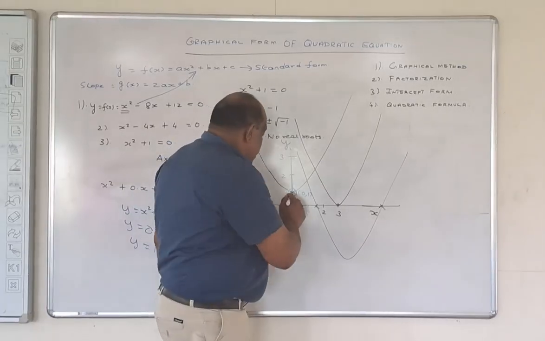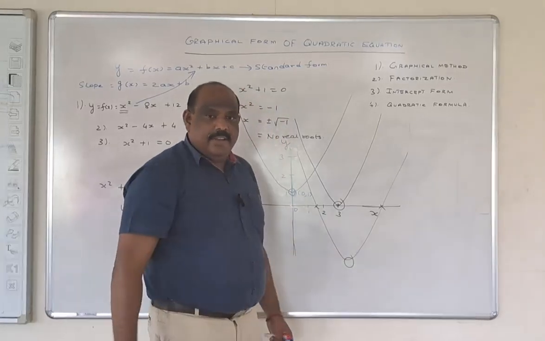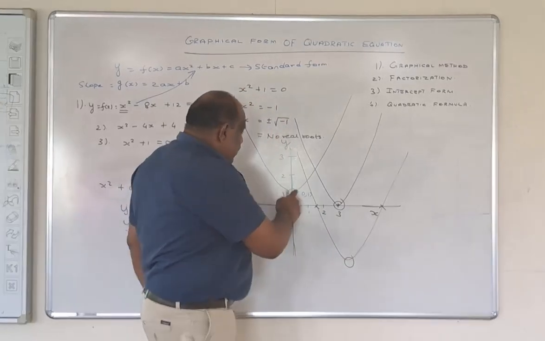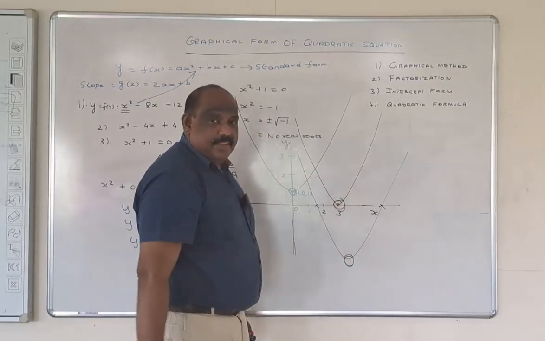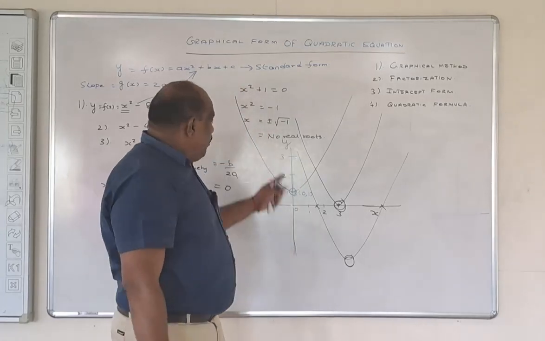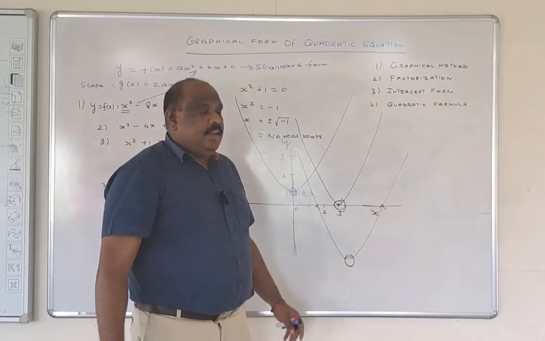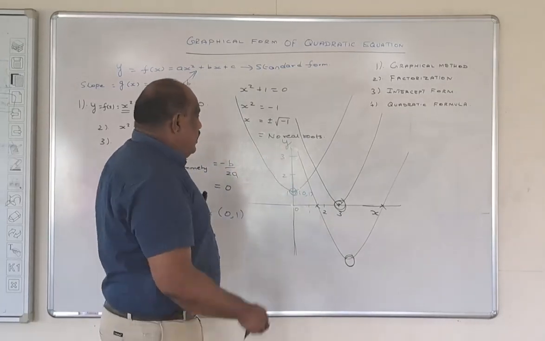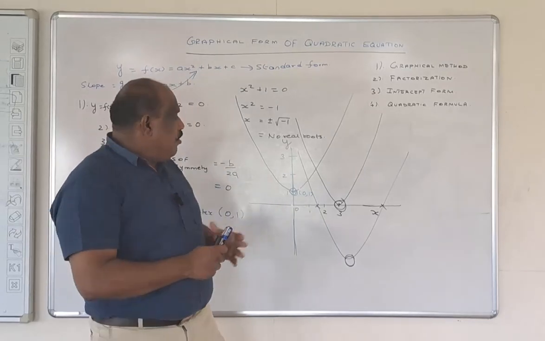In all these graphs, what does the vertex indicate? In all these three graphs, this graph has a vertex here. This graph has a vertex here. This graph has a vertex here. I will not just say vertex, the point at which both the curves meet, that is nothing but the vertex. Now all these graphs, do they open upwards or downwards? Upwards. So now what about the vertex?